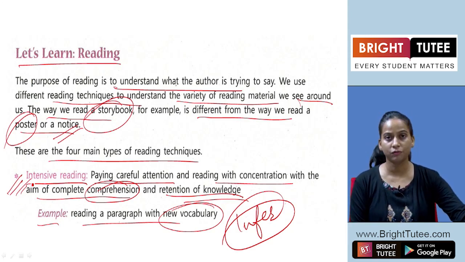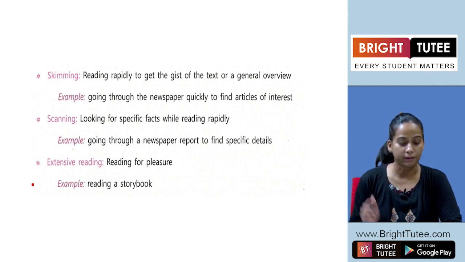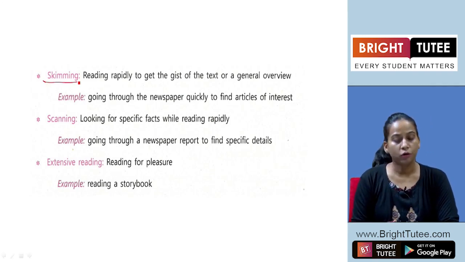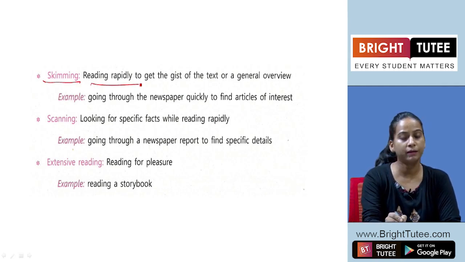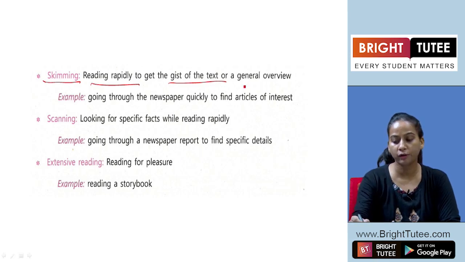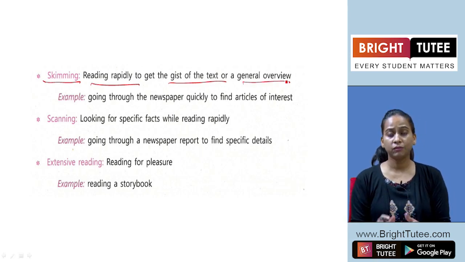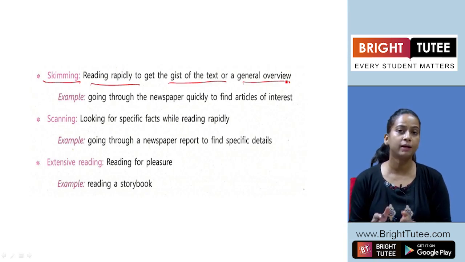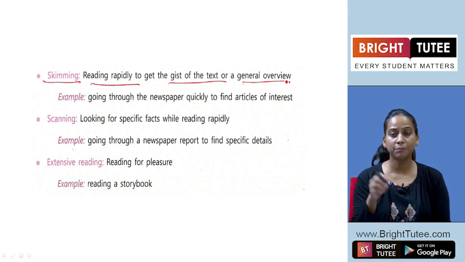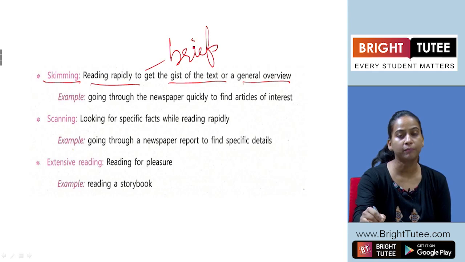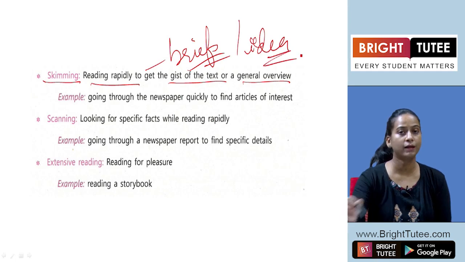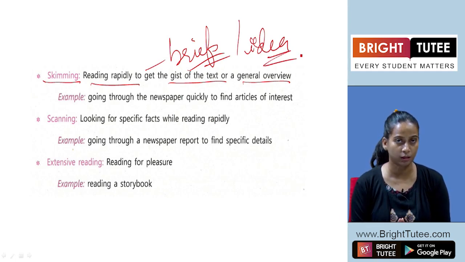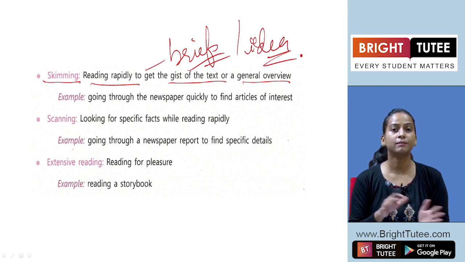The next we are moving to skimming. Skimming is also one of the techniques of reading: reading rapidly to get the gist of the text or a journal overview. Skimming means you are not trying to comprehend the full meaning of that. At that time, your focus is simply on getting the gist, the brief of something. You would like to take some idea out of that, about what the text you are going to read is about.